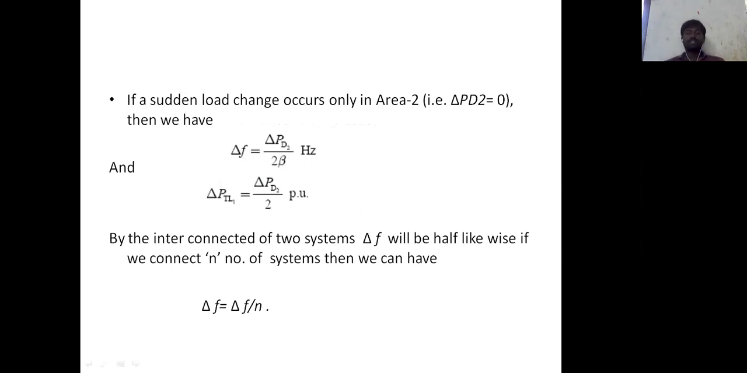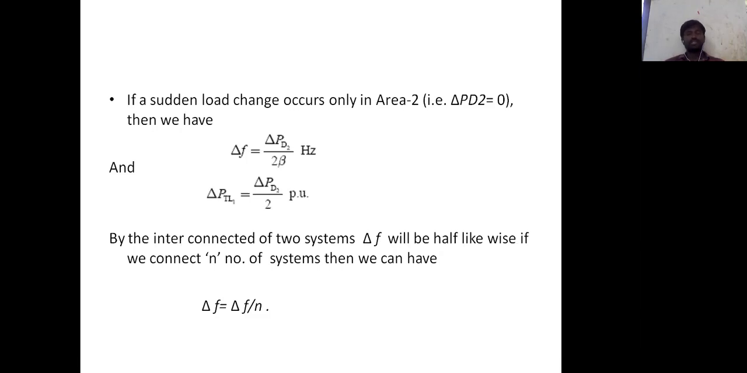By interconnecting two systems, delta F will be half. Likewise, if you connect a number of systems, then we have delta F equal to delta F1 by N. So the conclusion: 50% of the load in area 2 will be supplied by area 1 through the tie line. The frequency drop will be only half of that which would be experienced if the areas were operated alone. When several systems are interconnected, the steady state frequency drop is reduced.